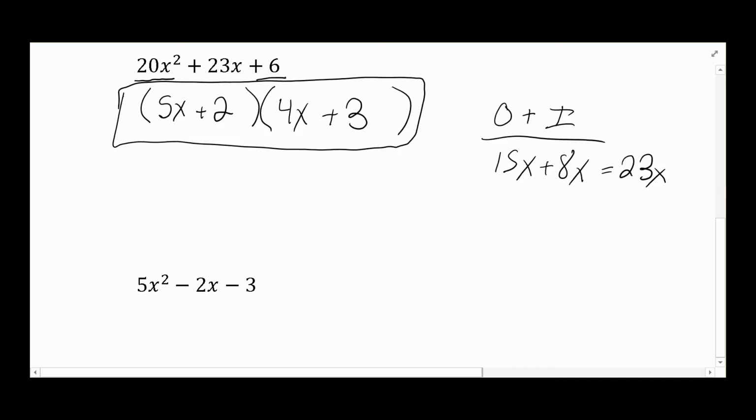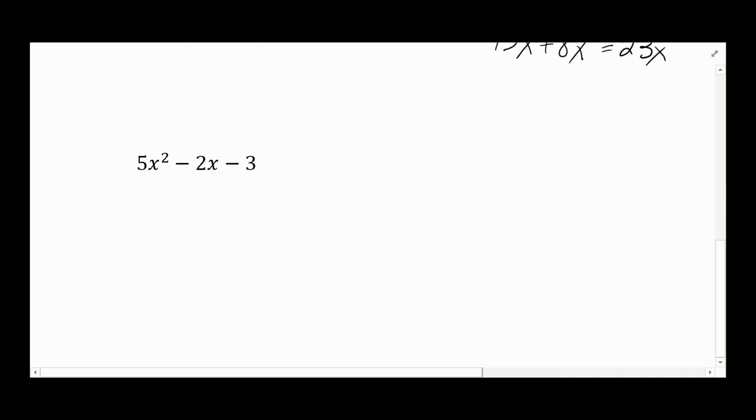So let's go ahead and look at the other one. This one's a little bit harder in some ways, because there's lots of different signs going on here. Now, as far as the first part of my guess, it's pretty simple. I only have the one option, 5x and x. That guarantees the F portion of FOIL is correct.